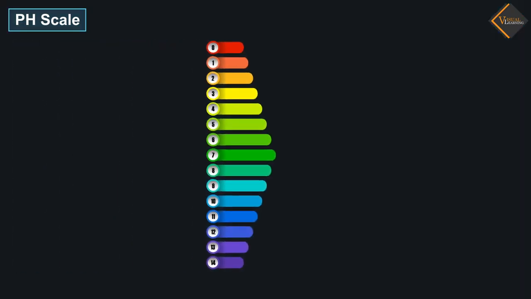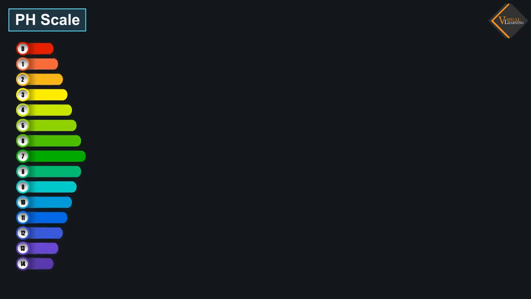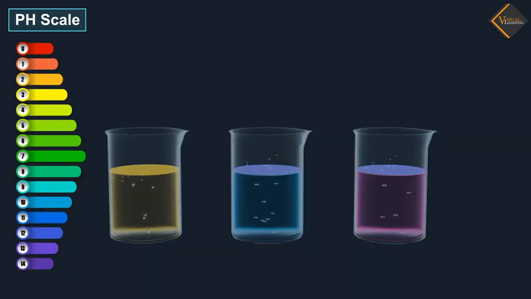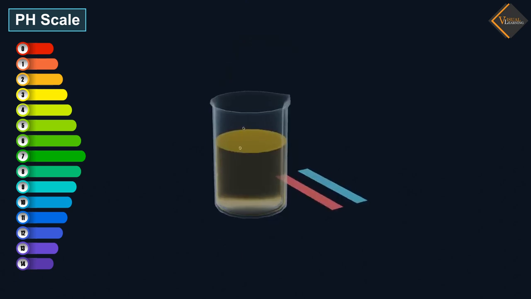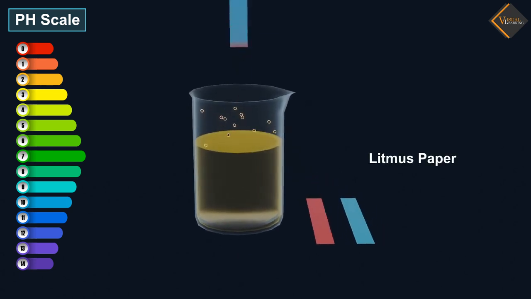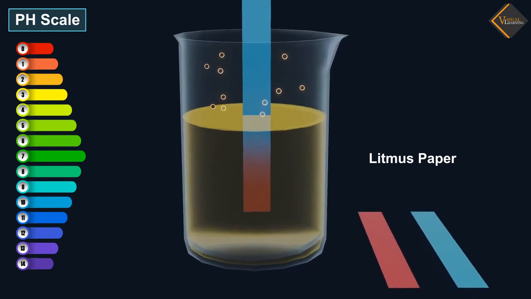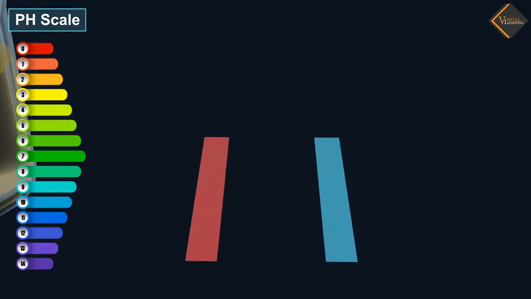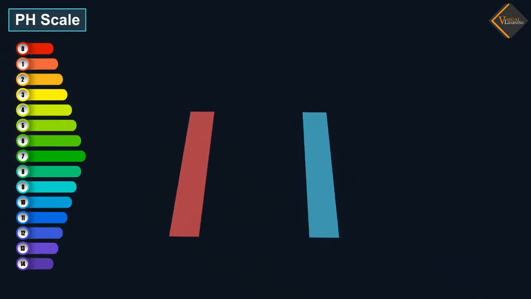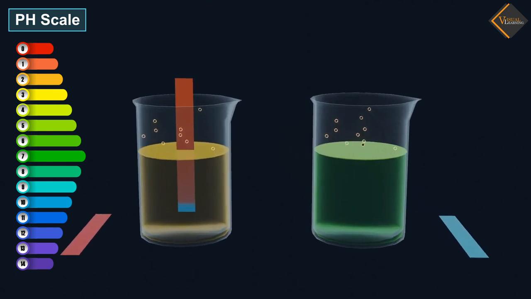On the pH scale, we see gradient colors. These colors are used to recognize the nature of a solution with the help of indicators such as litmus paper or universal indicator. Litmus paper is a simple indicator which changes its color whenever it is immersed in an acidic or basic solution. There are two types of litmus paper, red and blue. Red litmus paper changes its color in basic solution. On the other hand, blue litmus paper changes its color in acidic solution.